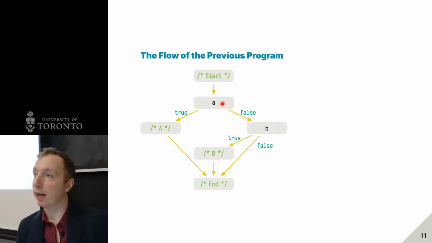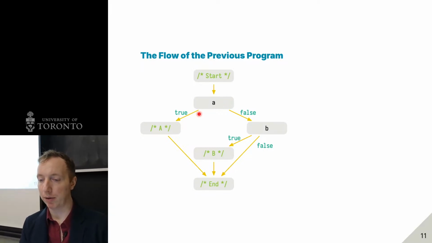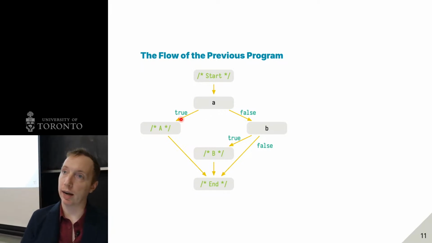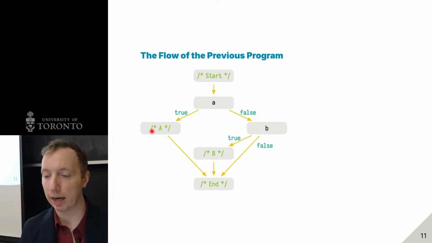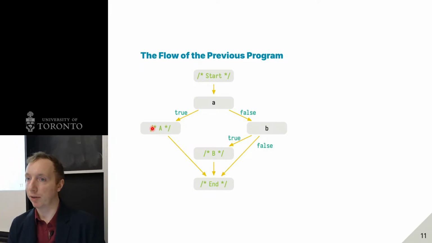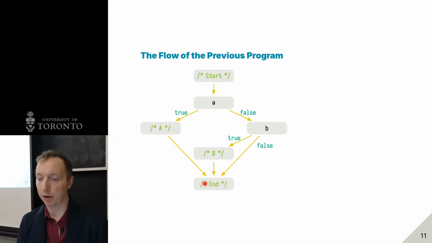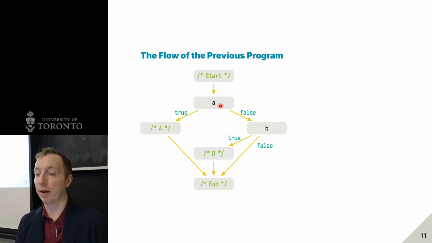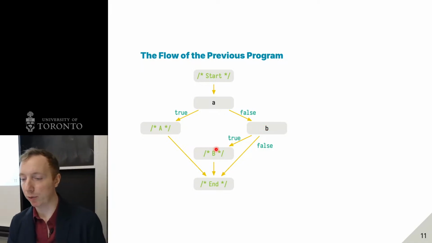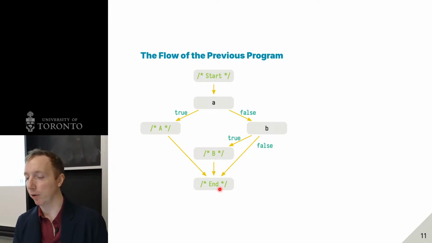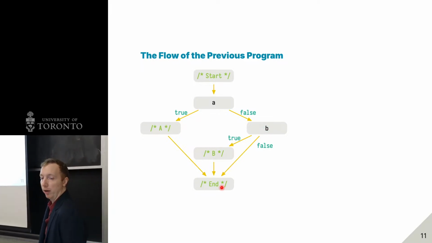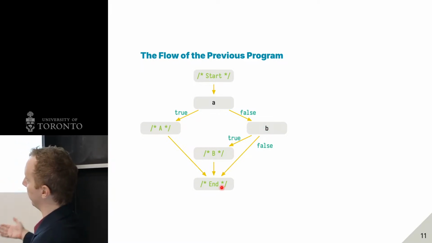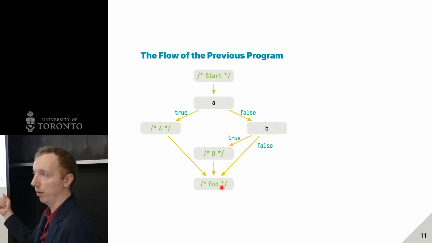So I'm checking the value of A. If A evaluates to true, I go and execute the code in the if statement, all of that A code. And when I'm done executing those statements, I go to the end. Otherwise, if A is false, then I check B. If B is true, I execute the statements in B and then go to the end. Or if B is false, I just go directly to the end. So now I have three paths through this, right?